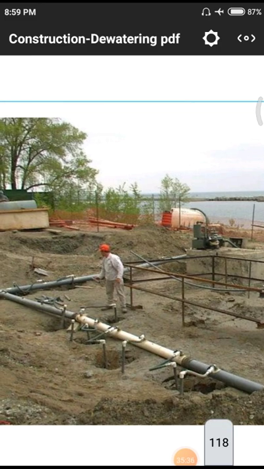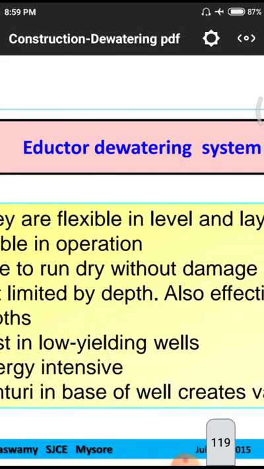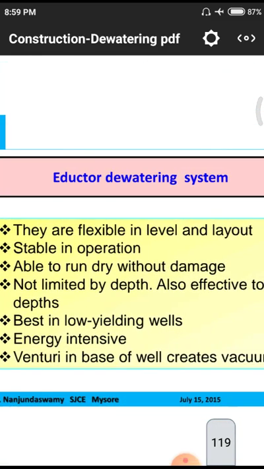This is another kind of diagram. Simply a man supervising ejector dewatering systems. These are the advantages why we have to go for these ejector dewatering systems.